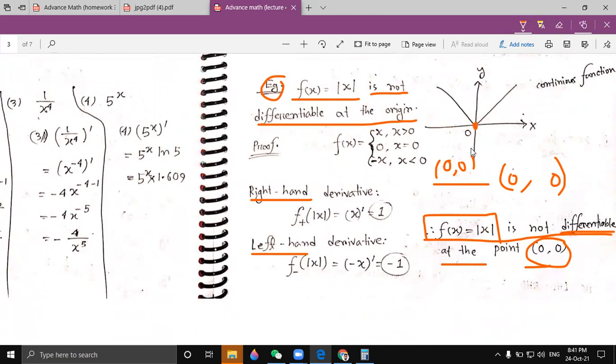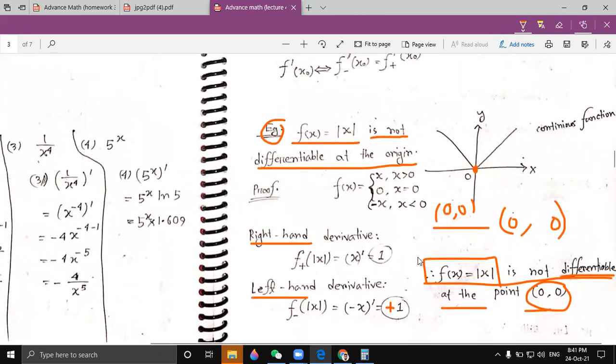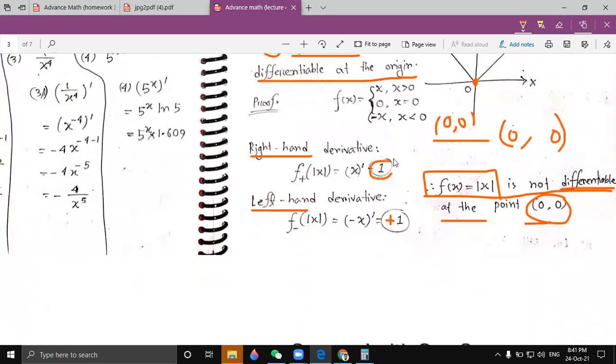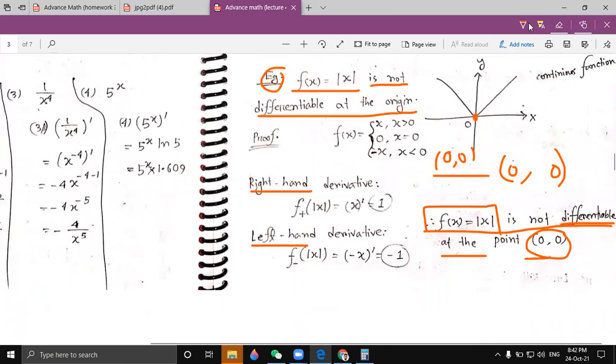Okay, now if the left hand limit and right hand limit were the same, then we could find the derivative and tangent line. So how this is on and this is minus 1. Okay, you can have a close look here.